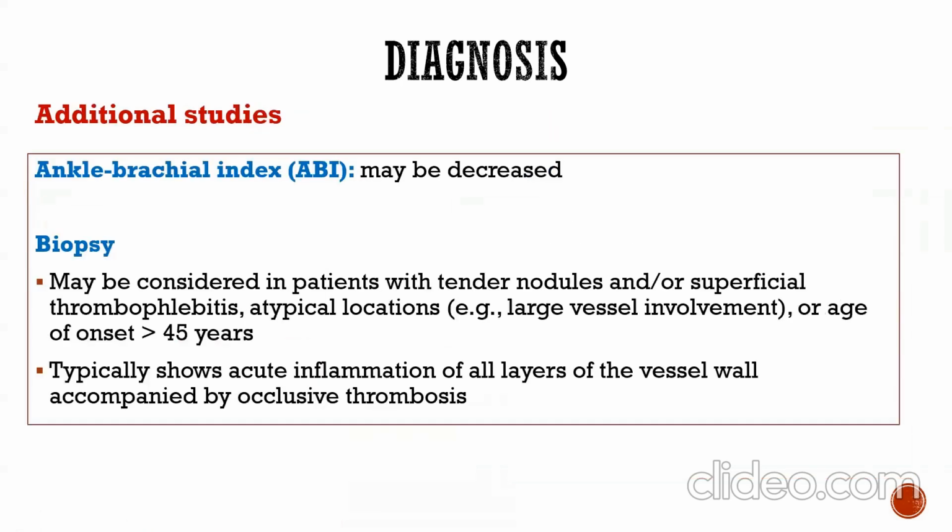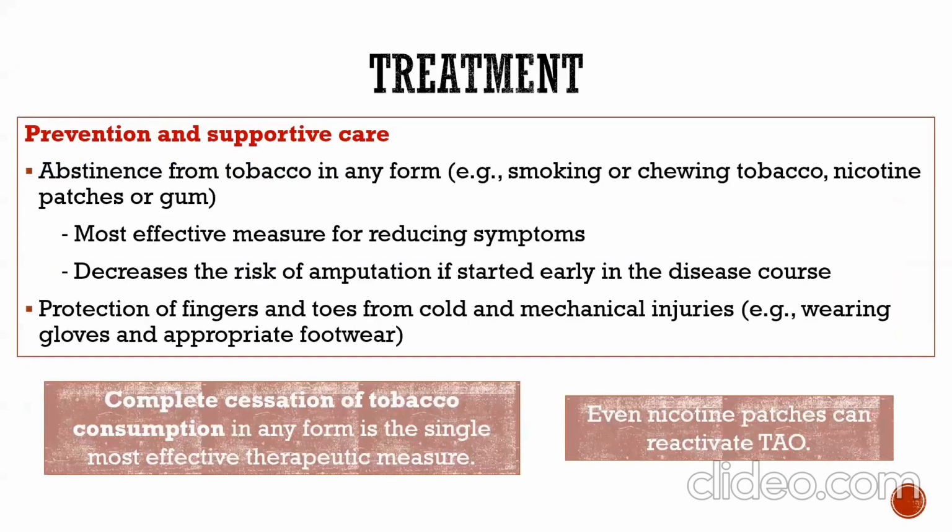Additional studies include ankle brachial index, which may be decreased. Biopsy may be considered in patients with tender nodules and/or superficial thrombophlebitis, atypical location, large vessel involvement, or age of onset more than 45 years. It typically shows acute inflammation of all layers of the vessel wall accompanied by occlusive thrombosis.